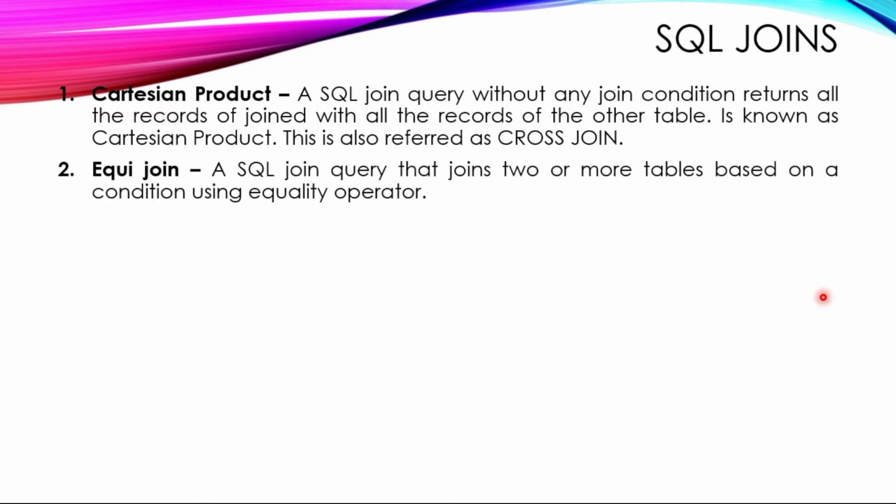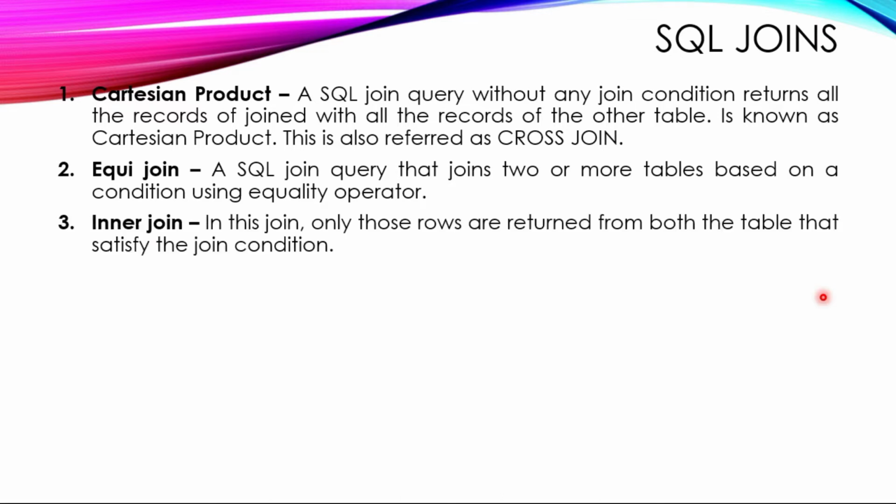Next, equijoin. A SQL join query that joins two or more tables based on a condition using the equality operator. Equality operator means what? Equals to. If you're joining two tables with the help of some condition which is equal to the other table's condition, whichever value or data is equal, that you will get as an output. So that is called equijoin.